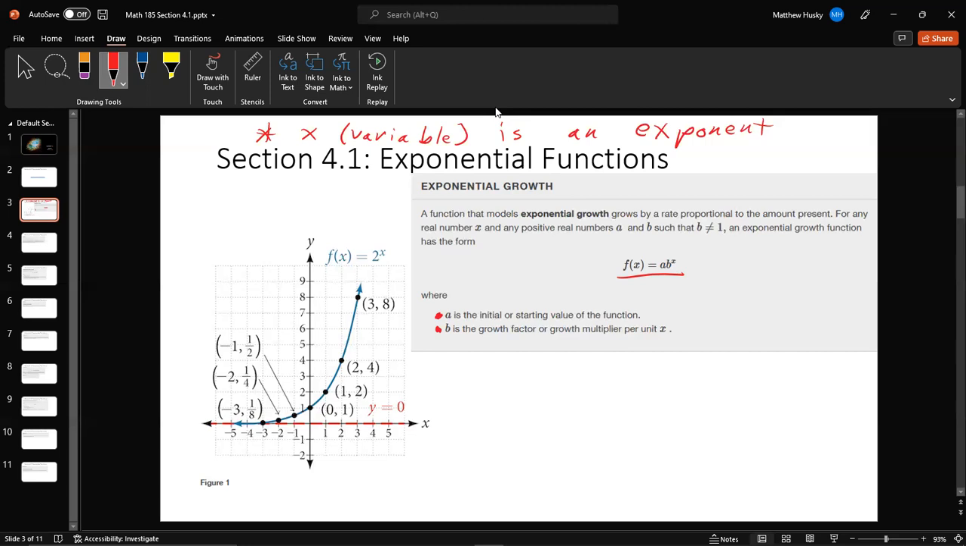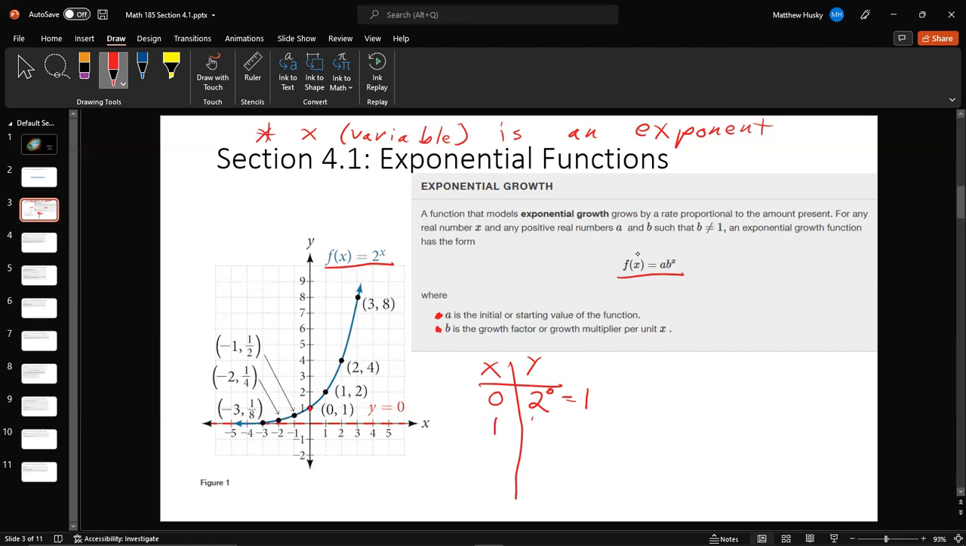Here we have a fixed base, and then the power can change over time. This particular picture is showing us 2 to the x power and where it's coming from. If we make an XY table here, if we do 0, for instance, 2 to the 0 power, I'm sure you've encountered this little factoid before, but anything raised to the 0 power is going to equal the number 1. So that gives us this point that they've plotted right there, which is 0, 1.